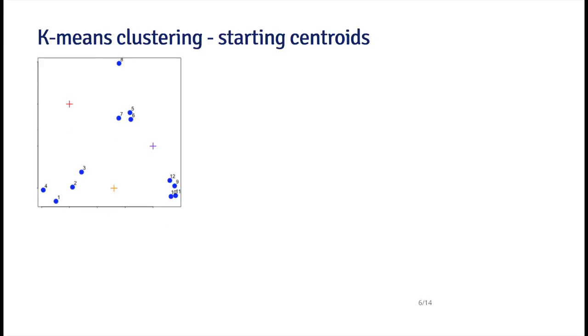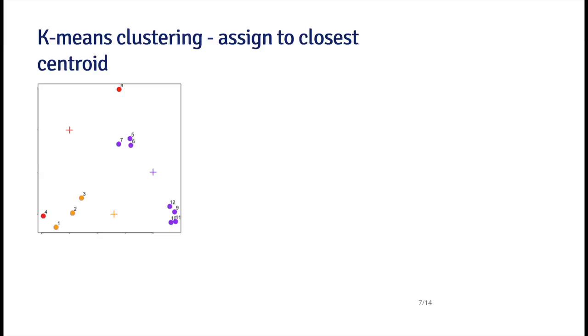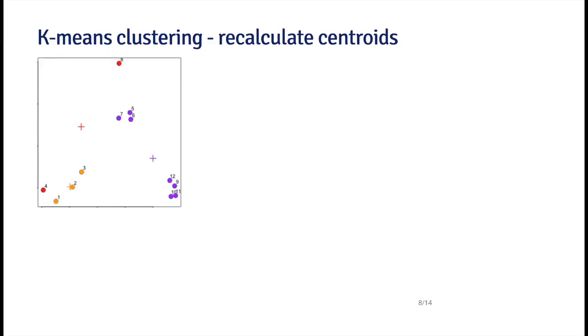The first thing we're going to do is take each of our data points and assign it to the closest centroid. For example, for point number 8 at the very top, the closest centroid is the red plus on the upper left, so it gets assigned to that cluster. Point number 4 down in the lower left also gets assigned to the red cluster. The 3 points 1, 2, and 3 get assigned to the orange plus, so they're in the orange cluster. The rest of the points are closest to the purple plus, so they get assigned to the purple cluster. That's the initial grouping of the points into the 3 different clusters. The next thing we're going to do is recalculate the centroids.